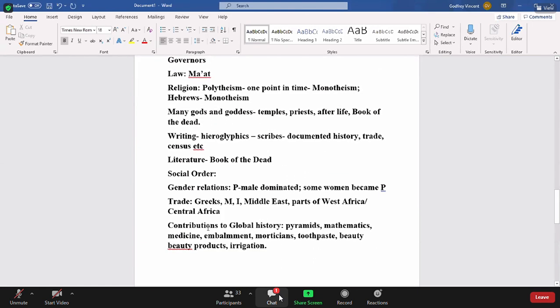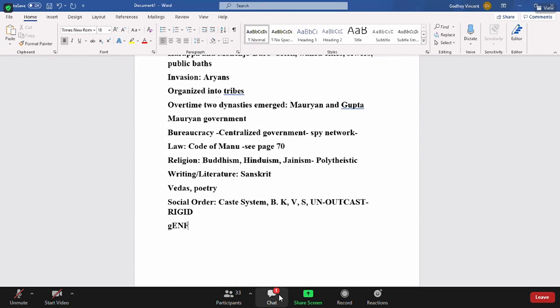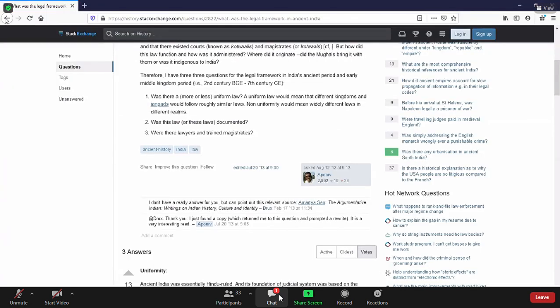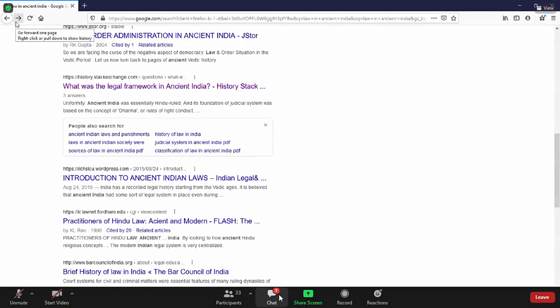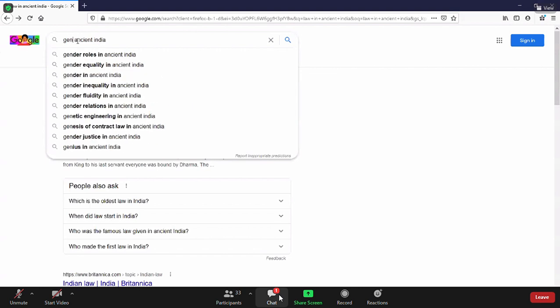Social order, what else? What about gender relations? Gender. Women were what? Subordinated. It was a patriarchal society. And if you want to know that, we can look at gender relations, gender roles in ancient India.